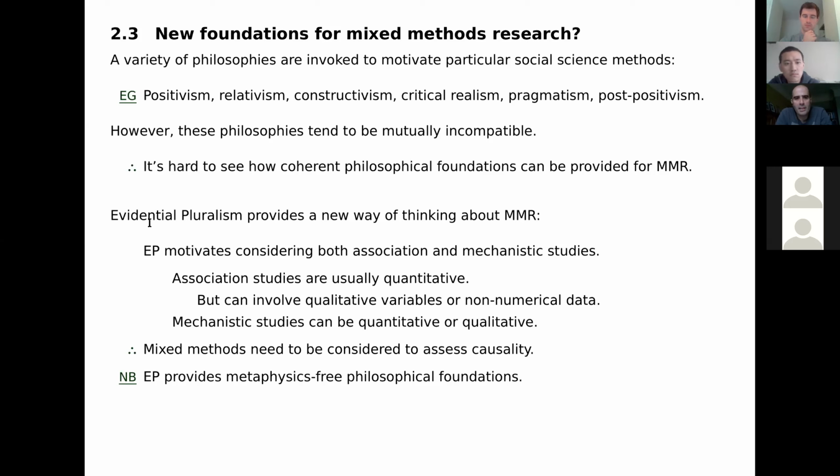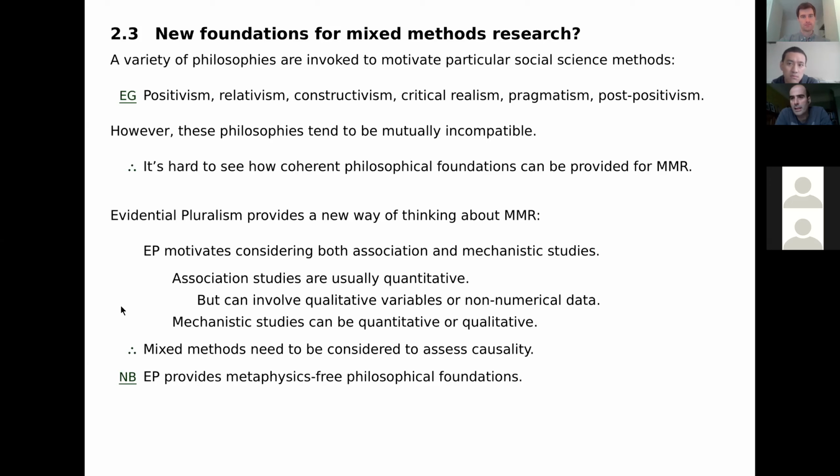It motivates considering both association studies and mechanistic studies. Association studies are usually quantitative, although they can involve qualitative variables and non-numerical data. Mechanistic studies can be quantitative or qualitative in the social sciences. If we're right, and you need to consider both association studies and mechanistic studies, then as a consequence, you're going to need to consider both quantitative and qualitative studies.